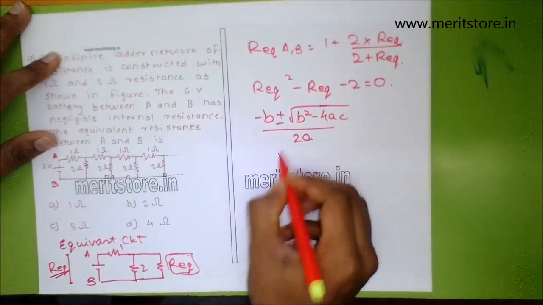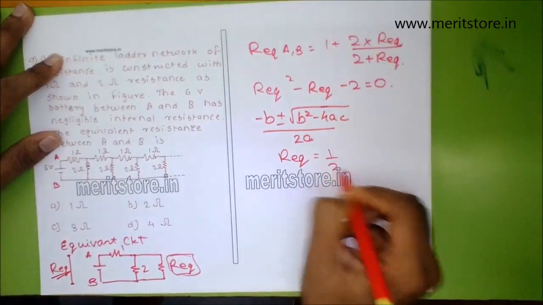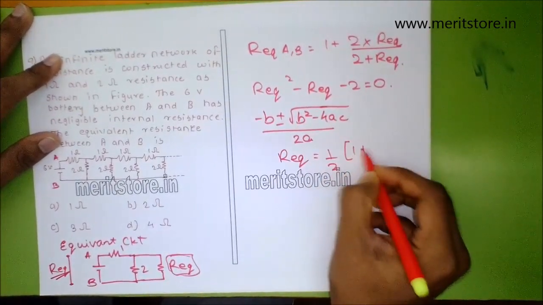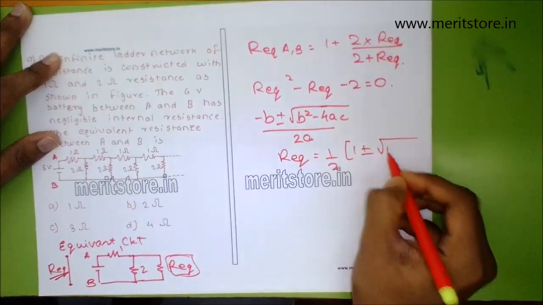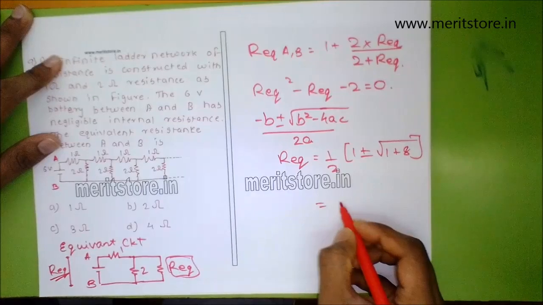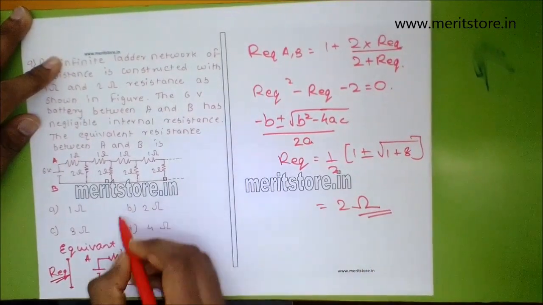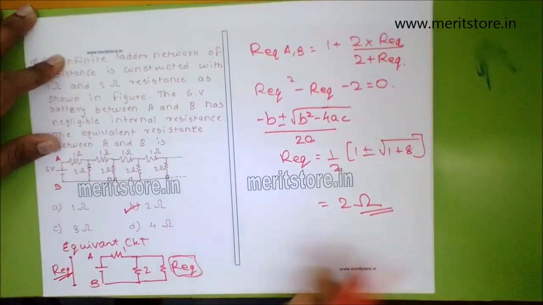we get the value of R equivalent as half of 1 plus or minus root of 1 plus 8. On simplifying further, we get the value as 2 ohms, which is option B. Option B is the correct answer.